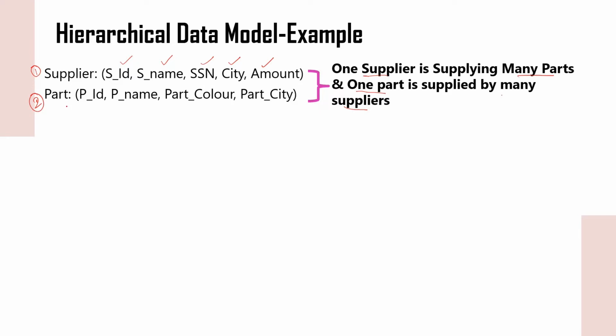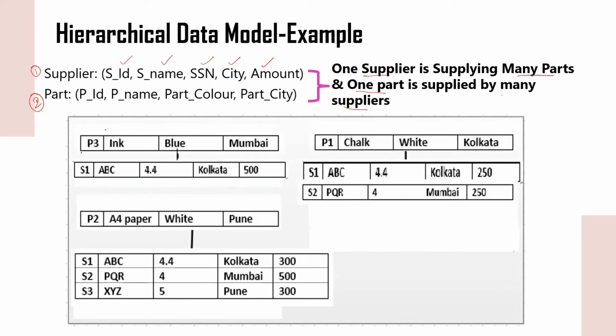Understood? Now look at this diagram. You can see from here P3. Suppose it is the first record. P3 is the first part record. So P3 name is ink. The color of this thing is blue and part city is Mumbai. This is supplied by supplier S1, whose name is ABC, whose SSN number is 444, and Kolkata is the city of that supplier, and S1 is supplying part P3 by an amount 500.